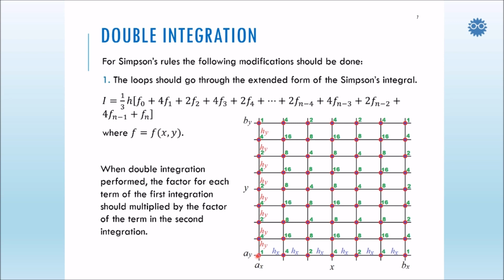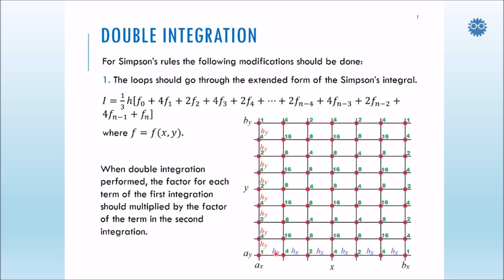Now, let's see here. For example, if we have this area starting from xA to xB, and in the y direction we have yA to yB. Exactly, it is similar to the plane under the surface. So now we will start from the first point at AX and AY, which has the factor 1. And along the x-axis we will have factors 1, 4, 2, 4, 2, 4, 1. This comes from here, 1, 4, 2, 4, 2, and so forth, up to f of n, which has factor 1. Also, in the y direction we have 1, 4, 2, 4, 2, 4, 2, 1. So, in the same way, we have the factors which are taken from this expanded form.